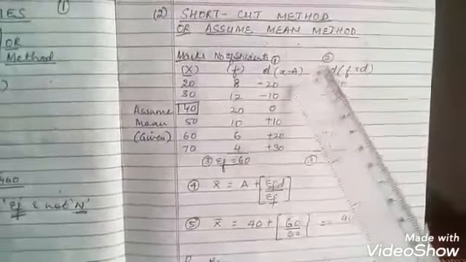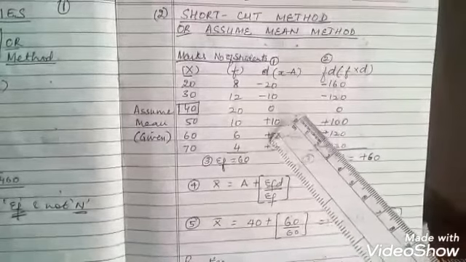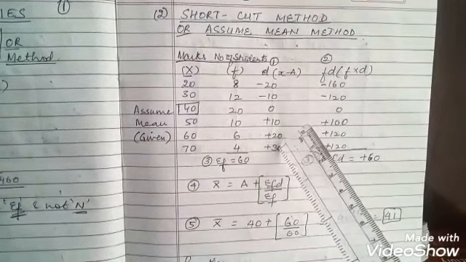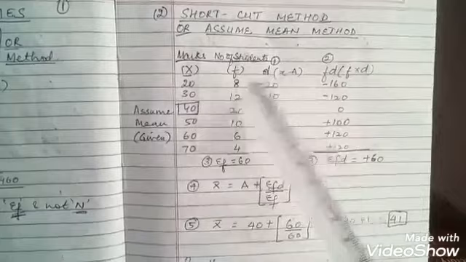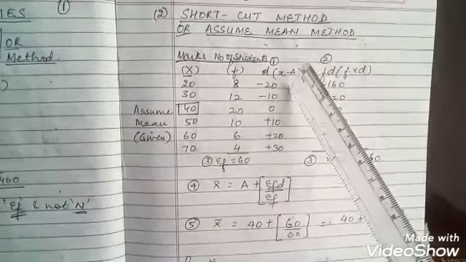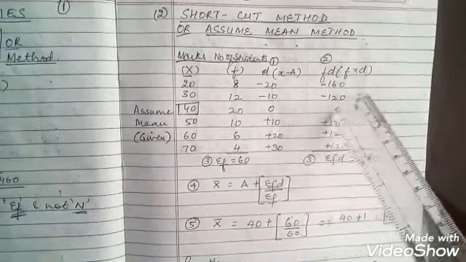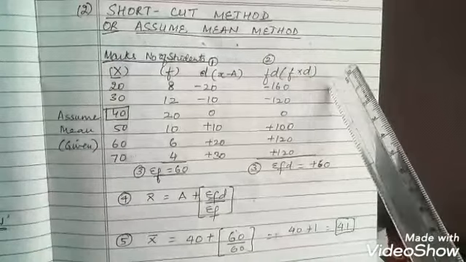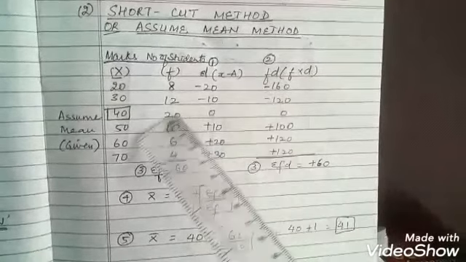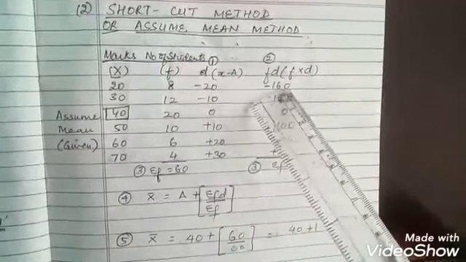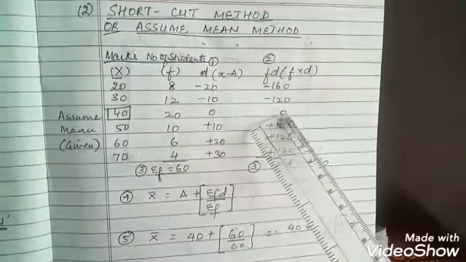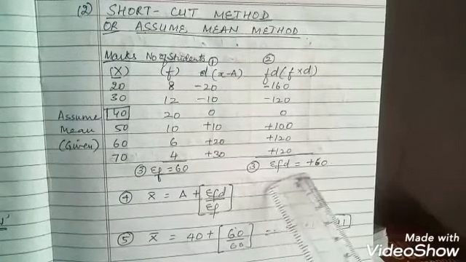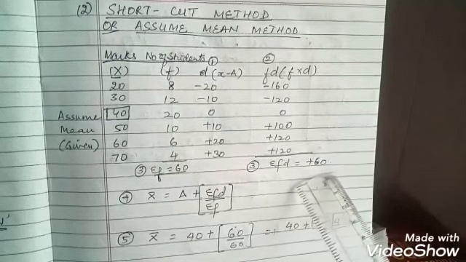Then you have to first calculate d. What is d? D is x minus a. I told you you cannot ignore the signs. You have to take the signs into consideration. So x is 20. 20 minus 40 is minus 20, then minus 10 and so on. The second step, which is an additional step in discrete series, you will calculate fd. What is fd? F into every value of d. So 8 into minus 20 is minus 160. 12 into minus 10 is minus 120. So we add the plus and the minus signs and we get together sigma fd, which is plus 60.